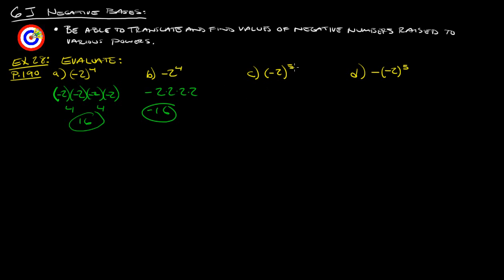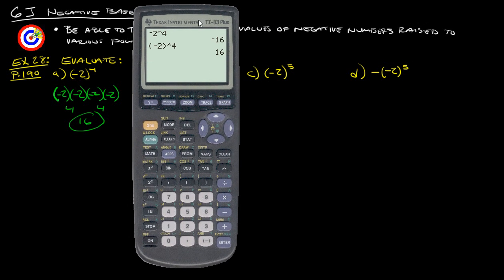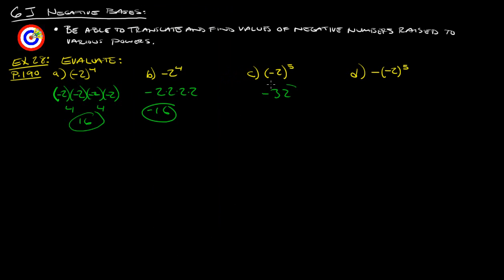So on this one here, we really have negative 2 times negative 2 times negative 2 times negative 2 times another negative 2. Okay? So again, feel free on this one if you really want to, stick this in your calculator if you want, but again, make sure you do it right. Negative 2 to the fifth gives us negative 32.